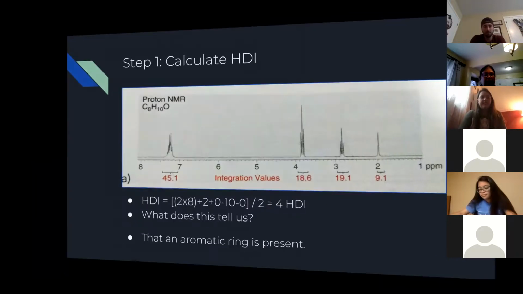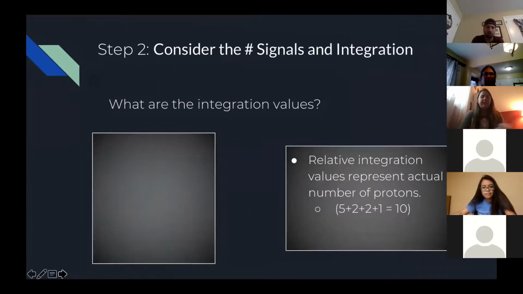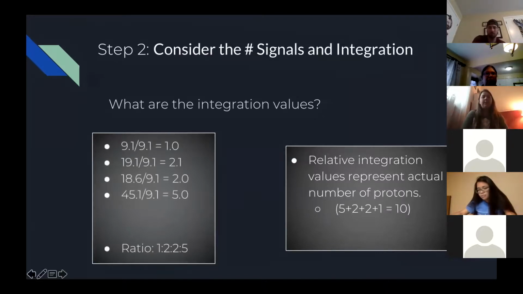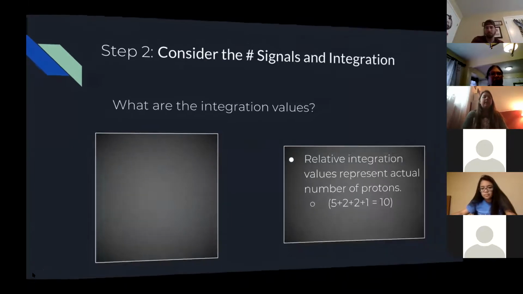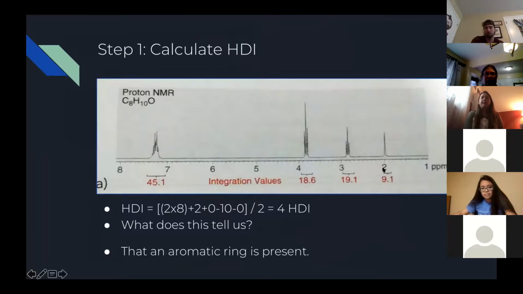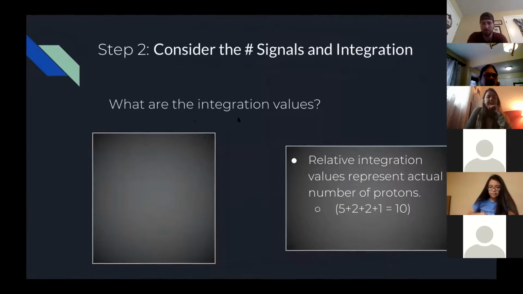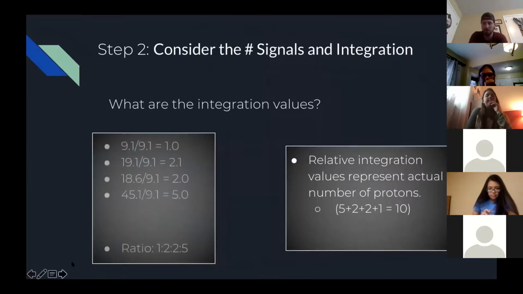So now we take the integration values. I can do this on my whiteboard if you want me to. This one shows all the work, but if we go back, it might make more sense. For calculating the integration values, you take the lowest value on the graph, and that's what you divide everything else by. So the lowest value is 9.1. So we would take 45.1 and divide that by 9.1, 18.6 divided by 9.1, 19.1 divided by 9.1, and 9.1 divided by 9.1. The reason we do that is because it shows us the integration values. So here's all the work displayed right there.